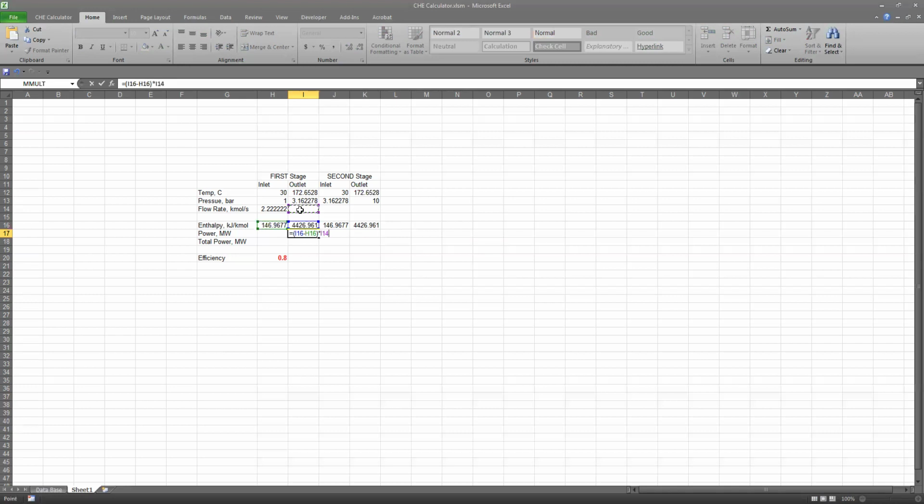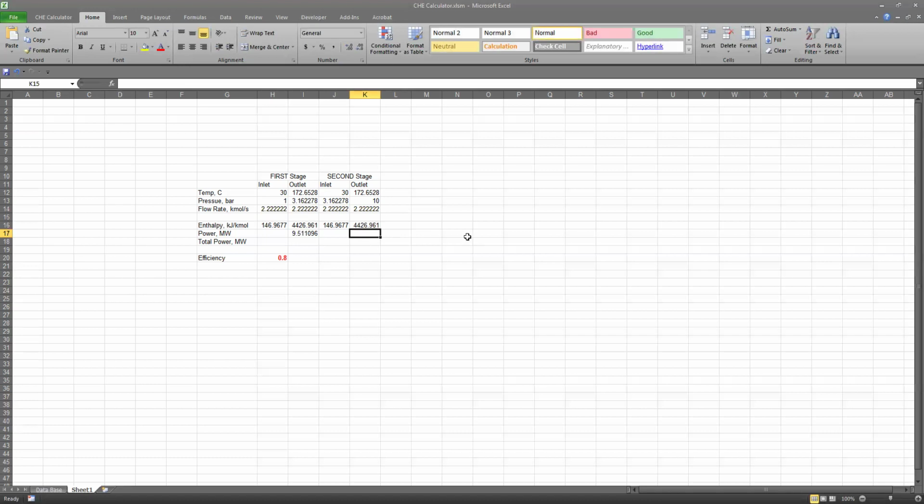molar flow rate divided by 1,000 to make it megawatt. Let's also calculate the molar flow rates of the outlet and the inlet to the second stage and the outlet of the second stage. They're all the same.